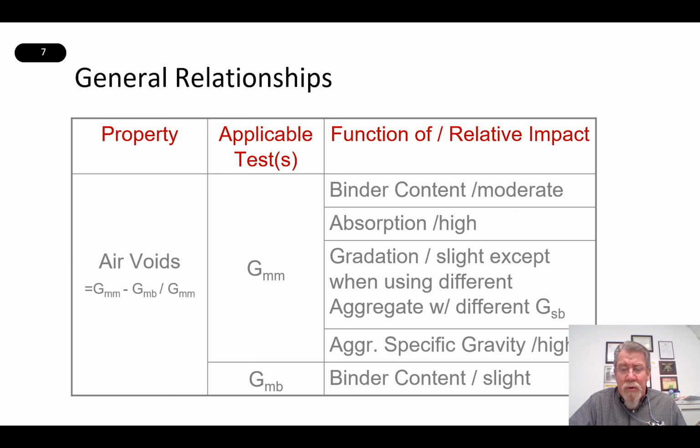Gradation, keep an eye on your gradations. It has just a slight effect on it. Specific gravity, if you're changing specific gravity, it will have a huge effect on your properties. And binder content with your pills, again, just keep in mind that when binder content fluctuates a tenth of asphalt, it will fluctuate your air voids 0.25.